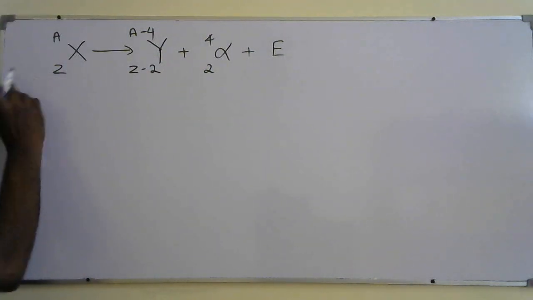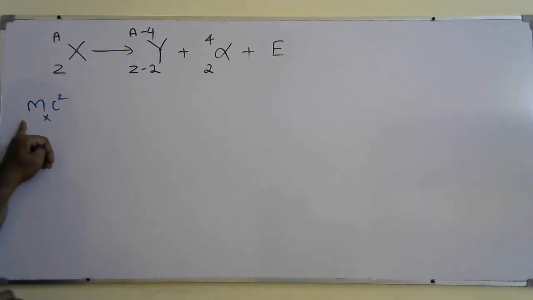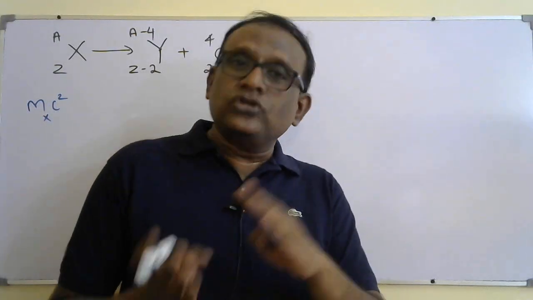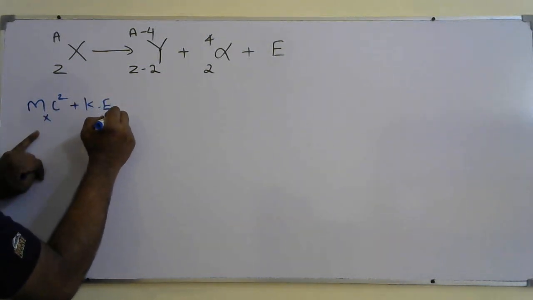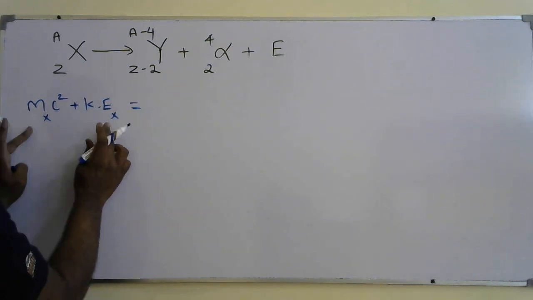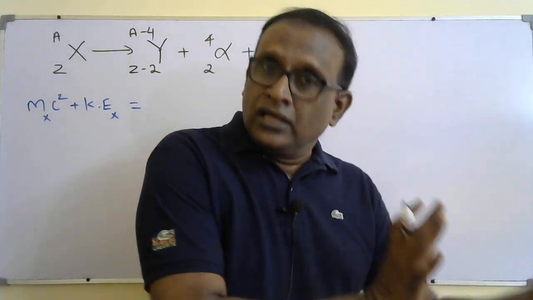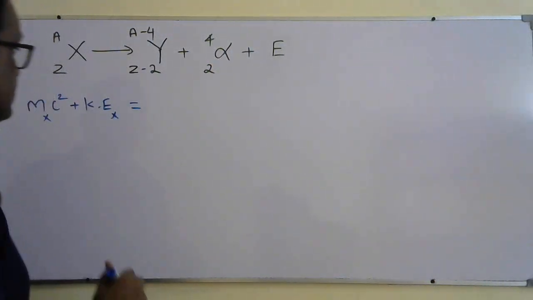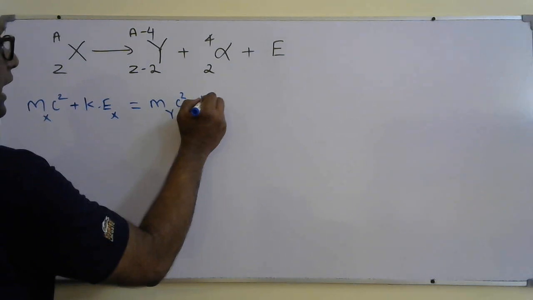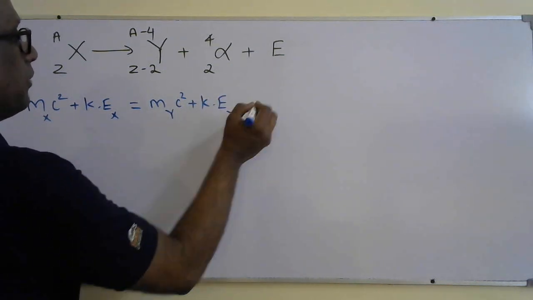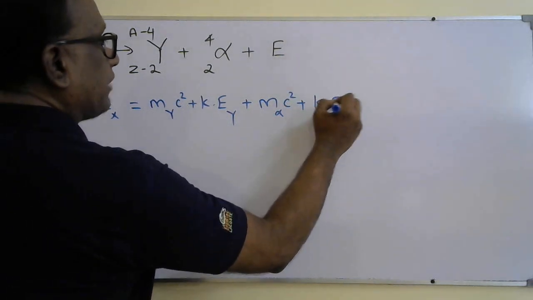Okay, so total mass energy is conserved. Mass of X, c squared, so I'm converting the mass of X into equivalent energy. Mass of X c squared plus kinetic energy of X, there's nothing else, must be equal to the total mass energy of the alpha particle and the daughter nucleus. So mass of Y c squared plus kinetic energy of Y plus mass of alpha c squared plus kinetic energy of alpha.